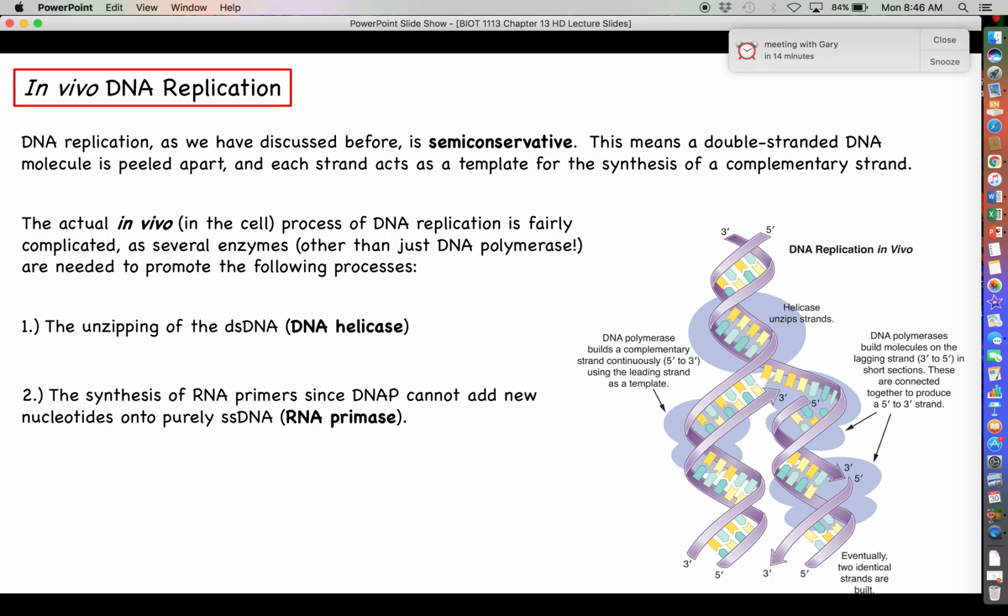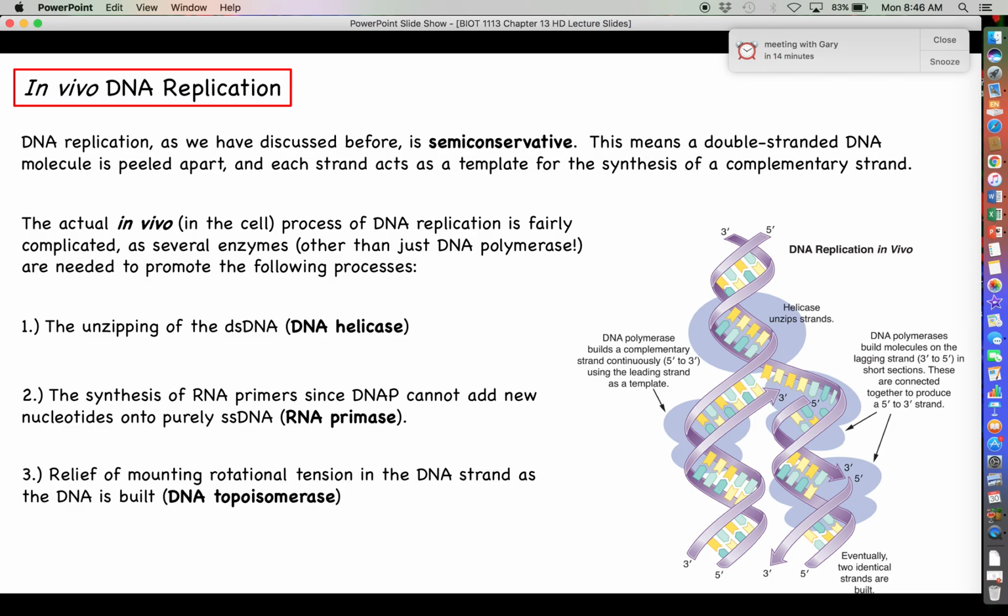So another enzyme called RNA primase is actually going to bind to the single-stranded DNA and synthesize a very small RNA primer that is complementary to the single-stranded DNA. That way, once DNA polymerase comes in, it can recognize this now double-stranded segment of DNA, and it can extend that RNA primer and use that as the way to start the DNA synthesis process.